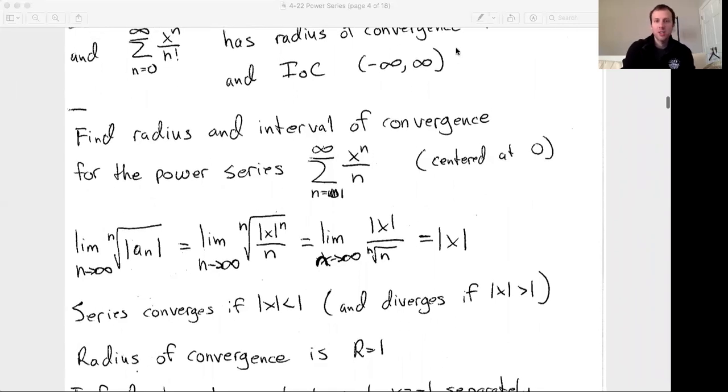So since we have this inequality right here, the absolute value of x is less than 1, that's the type of inequality which tells you your radius. Written out, this is saying the absolute value of x minus the center is less than 1. And if that absolute value of x minus the center is greater than 1, we know that it diverges. So the fact that we get this inequality tells us that the radius of convergence is 1.